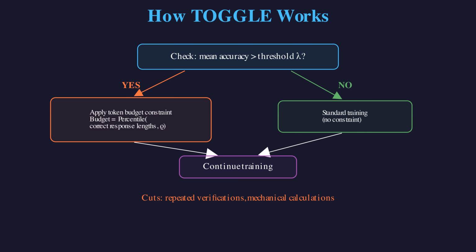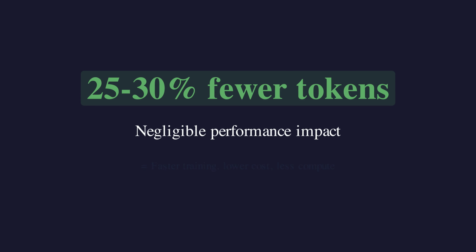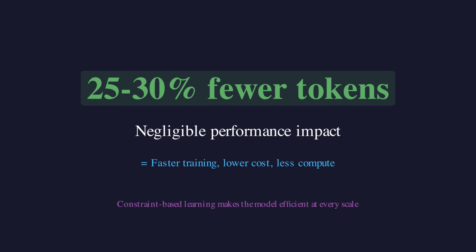In the first phase, budget mode, they cap how many tokens the model is allowed to generate for each response. You have to solve this problem, but you only get this many tokens to do it. This forces the model to cut out redundant verification steps, mechanical recalculations, and verbose filler. It learns to be efficient because it has no other choice. In the second phase, the model gets full capacity with no token limits at all. They alternate back and forth.